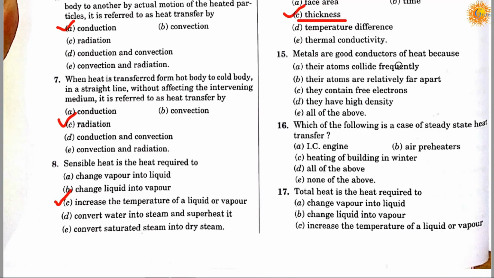Question number 15. Metals are good conductors of heat because option A, their atoms collide frequently, option B, their atoms are relatively far apart, option C, they contain free electrons, option D, they have a high density, and option E is all of the above. So the correct answer is A. Metals are good conductors of heat because their atoms collide frequently.